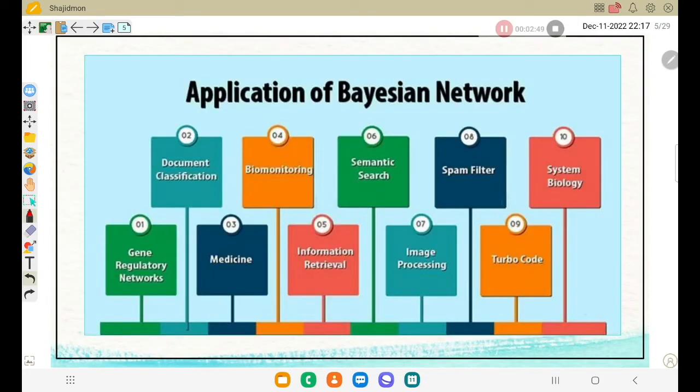Or we can conclude like this: applications of Bayesian networks include document classification, gene regulatory networks, the medicine field, spam filtering, systems biology, and image processing. Many fields have applications of Bayes theorem. So it is actually a main topic for machine learning and all other fields, the medical field also. This is a main theorem.